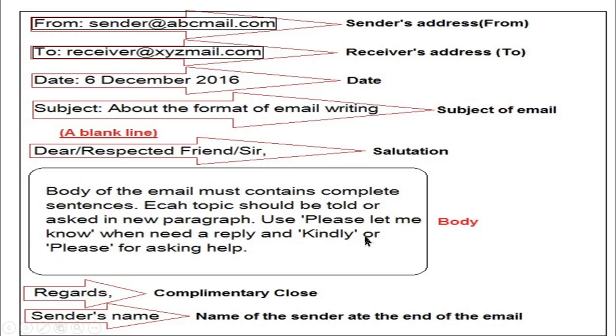And after that, the body of the email. Here you have to write the purpose of writing your email in detail. In this part, you have to state your purpose in detail. So, write this body in simple language, in a simple tone. And after that, leave space and then write regards. This is called the complimentary clause. Then write the sender's name at the end of the email.